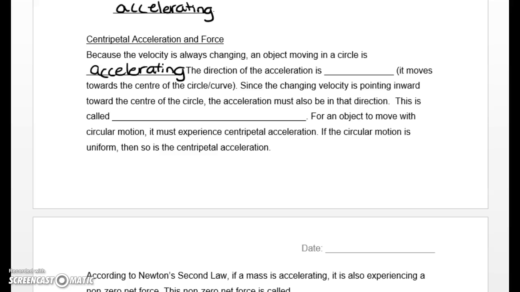The direction of the acceleration is inwards when we're moving in a circle. So it's moving towards the center of the circle or the curve. And since the change in velocity is pointing inward toward the center of the circle, the acceleration must also be going in that same direction as well. So this is called centripetal acceleration.